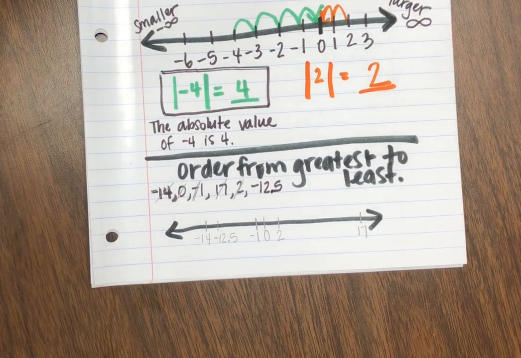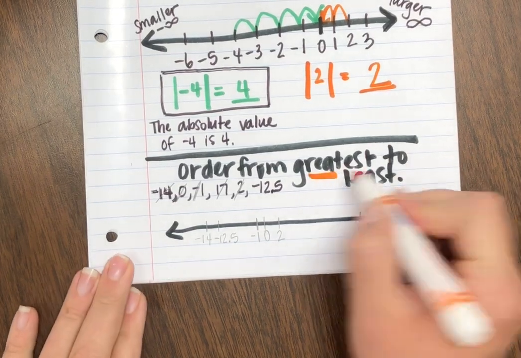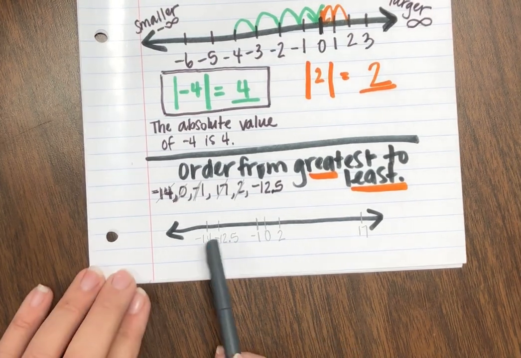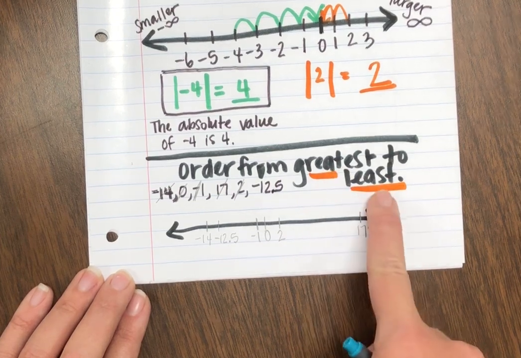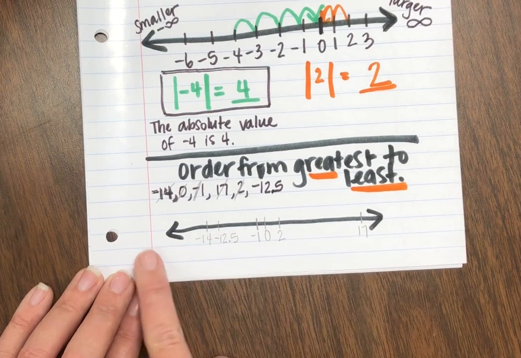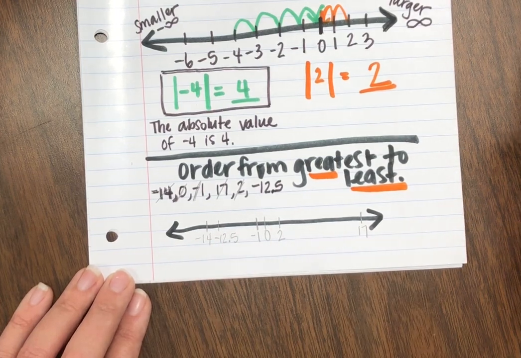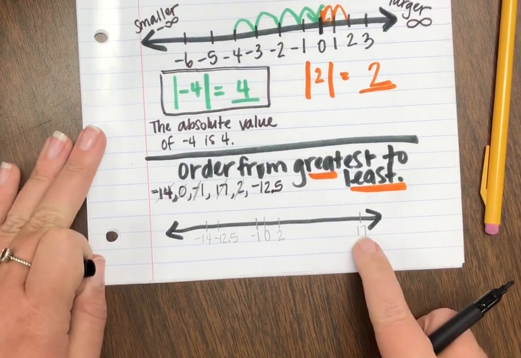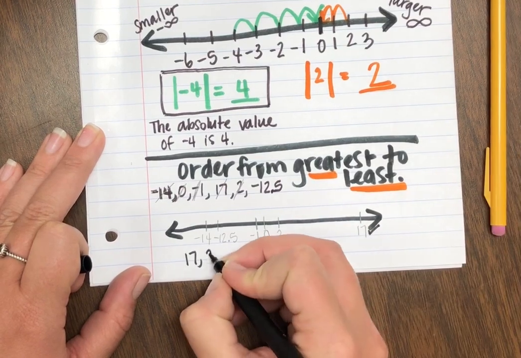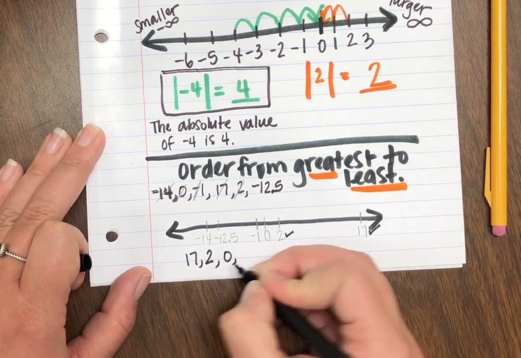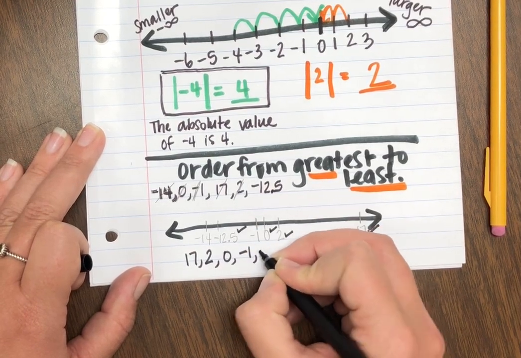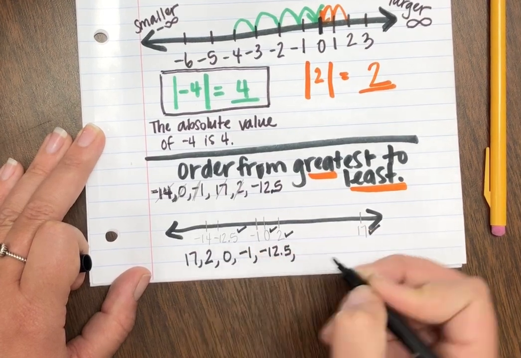Here's the kicker, because if we go back to this question, it says to list my numbers in order from greatest to least. Are these left to right greatest to least? They are not. A number line naturally is least to greatest, so I have to rewrite them as greatest to least. So let's do that. If I'm writing them greatest to least, it's going to look like 17, 2, 0, -1, -12.5, -14.